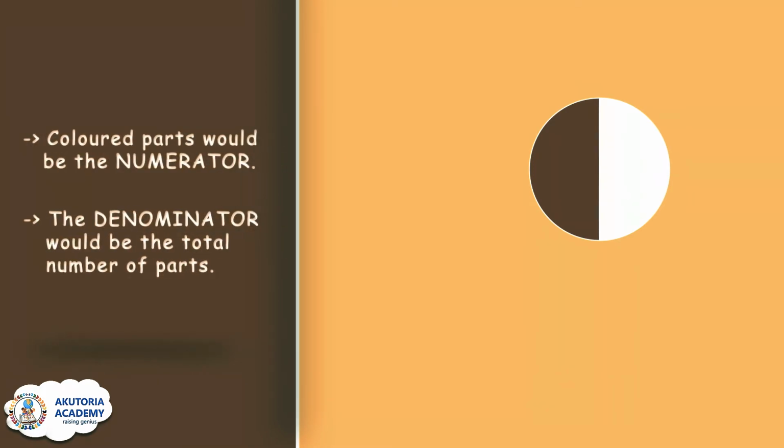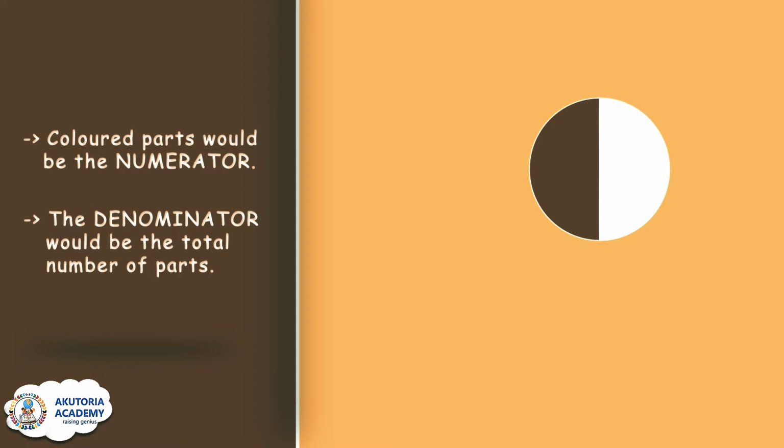But if two parts are added together, how can we tell the fraction of just their two parts? Let's look at this example. What is the fraction of the brown colored halves of this shape? Here, the number of the colored parts would be the numerator. It would be on top of the fraction, while the total number of the parts would be the denominator. It would be at the bottom of the fraction.